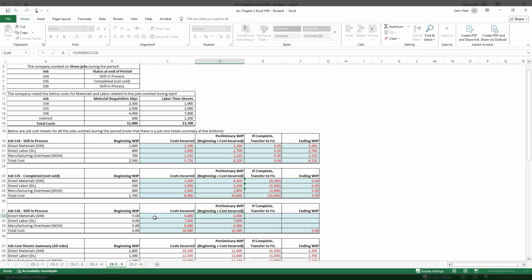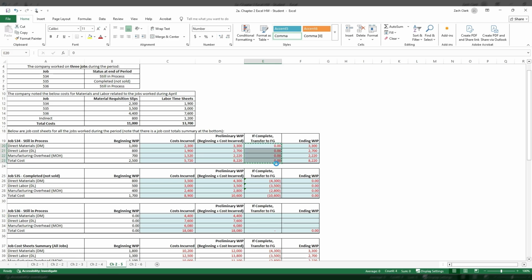That one is just adding. This is kind of redundant because there's no beginning balance, but just for consistency's sake, this is what we're doing, adding the beginning balance plus the cost incurred this month. There was no beginning balance, so those are the same thing, cost incurred this month versus beginning plus cost incurred, but that's okay.